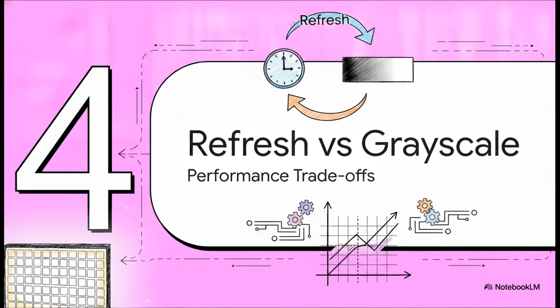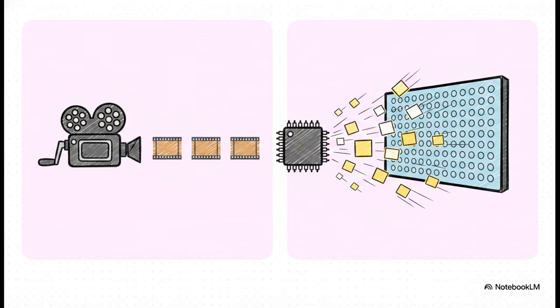All right, Section 4, refresh rate versus grayscale. This is a big one. Pay super close attention here because this is arguably the absolute peak of LED configuration. First, we need to draw a hard, distinct line to clear up a massive industry misconception.